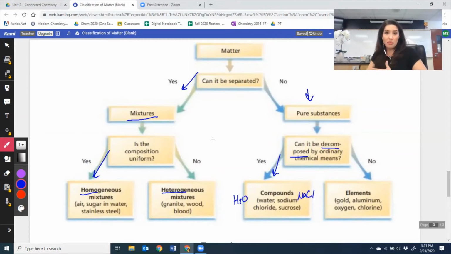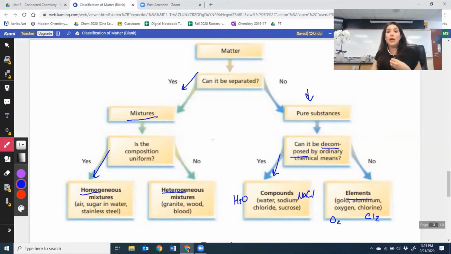If you cannot break these things apart into smaller, simpler substances, and you only have one type of atom in this pure substance, then you're talking about an element like gold, aluminum, oxygen, or chlorine. And remember, you can have something like oxygen where two atoms of oxygen are bonded together and it's still considered elemental oxygen. That's because oxygen just isn't stable by itself with one atom. Same thing with chlorine. Chlorine gas is stable with two atoms of chlorine.